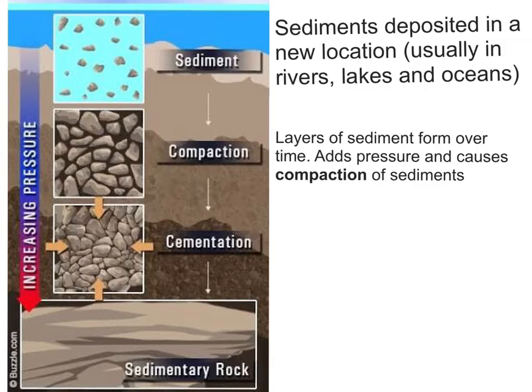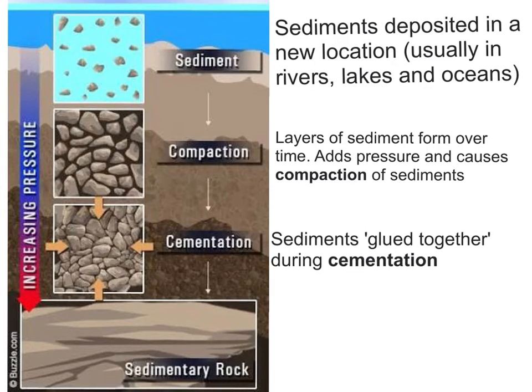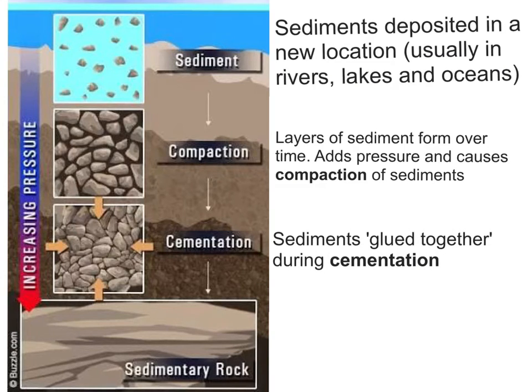The final step is the process of cementation. Now, this is when the sediments start to get glued together. And this actually happens because salt crystals start to form, and these act as the glue that bring the sediments together. Once all these processes have occurred, the layers of sediment have been turned into a sedimentary rock. So there's the steps for you.